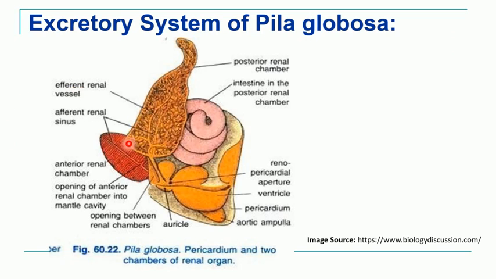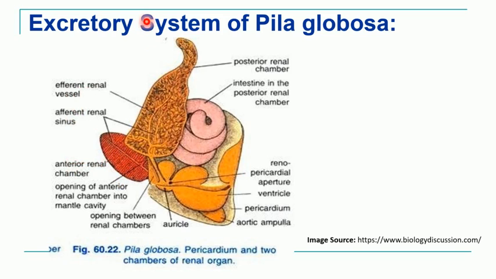Okay, so this is all about the structure of the anterior renal chamber. So as you have this axis on the roof, similarly there is another axis present on the floor of this anterior renal chamber, and that axis is called the afferent renal sinus. So on the floor you have the afferent renal sinus, and on the roof you have the efferent renal sinus.